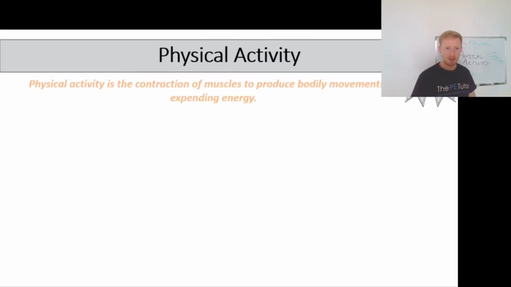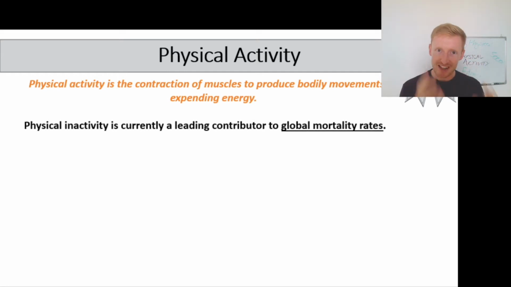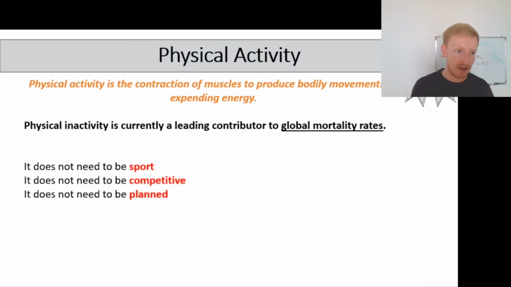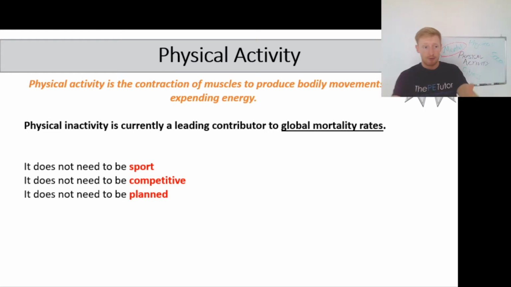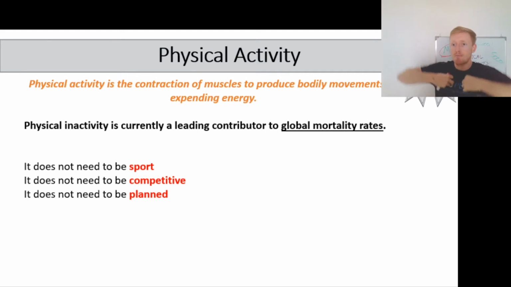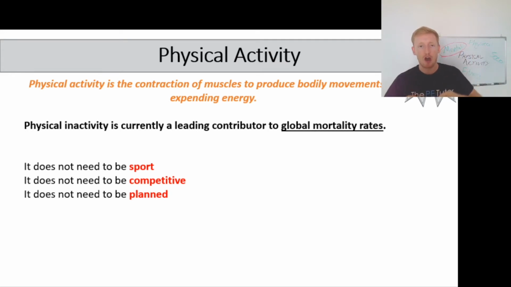So, to kick things off, I wanted to talk a little bit about the definition of physical activity, the guidelines that the government have written for it, and then we're going to move into our four components which physical activity can benefit. So, physical activity is the contraction of muscles to produce bodily movement by expending energy. We contract muscles, we move our body, and we expend energy. So, for example, right now, I'm standing up, I'm moving around, I have muscles contracting, my body is moving, and I am expending energy. I am currently being physically active.